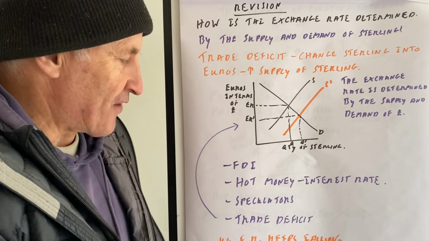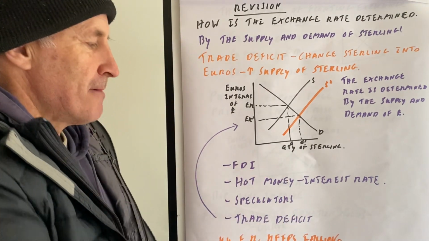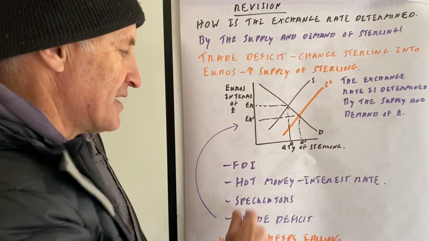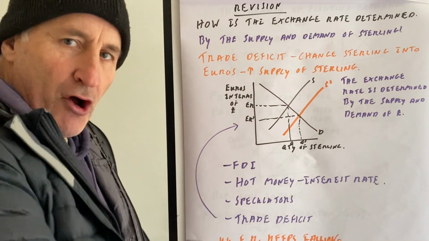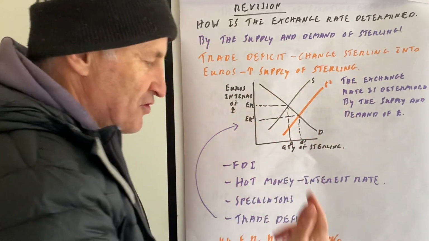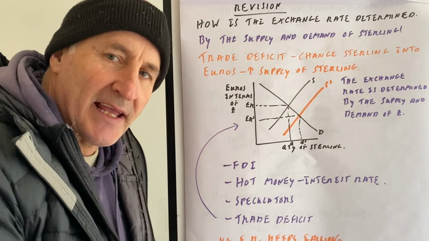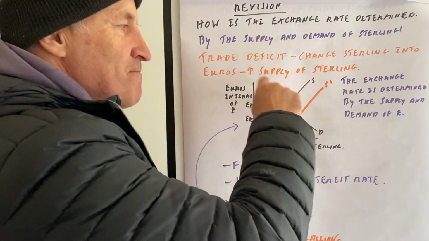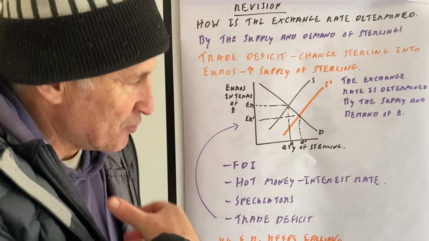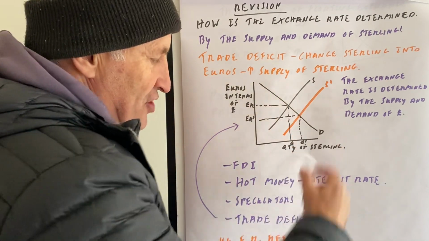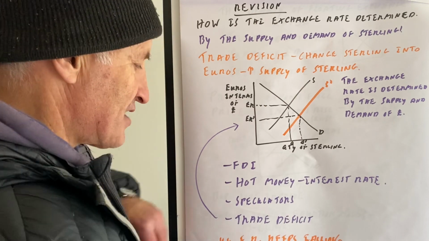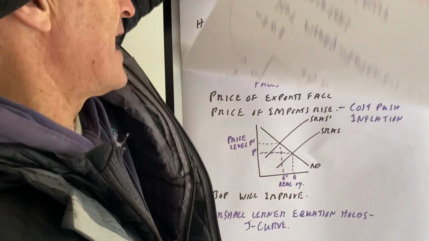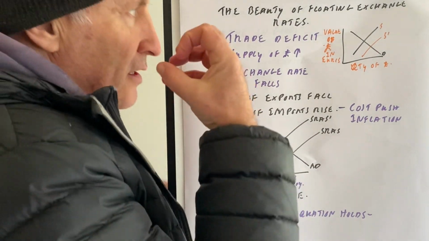But there are lots of things that affect the exchange rate. Foreign direct investment: if foreign direct investment flows abroad, then the supply of sterling will move to the right. Hot money: low interest rate, hot money goes abroad, supply of sterling will shift to the right, because once again we'll have to go to the bank, change our sterling into euros and buy euros. If speculators sell sterling because they believe it will fall, because they want to make money out of it, then they will sell sterling and move into other currencies, and also because of a trade deficit, the UK exchange rate, as we all know, continues to fall.